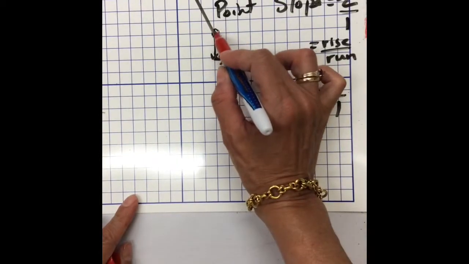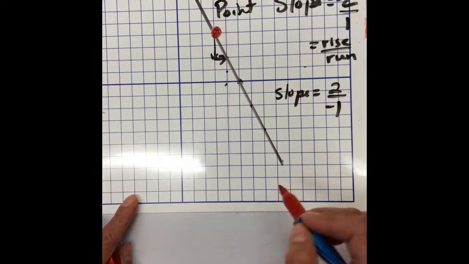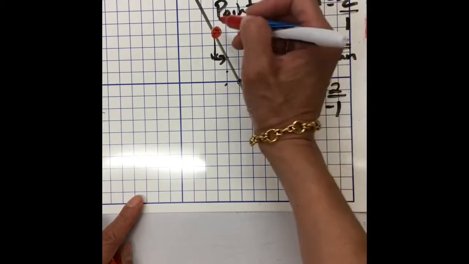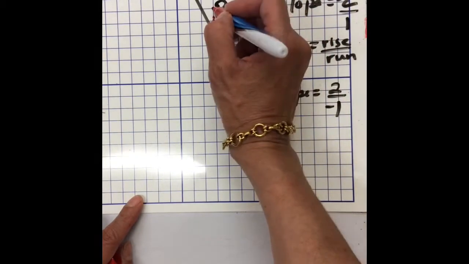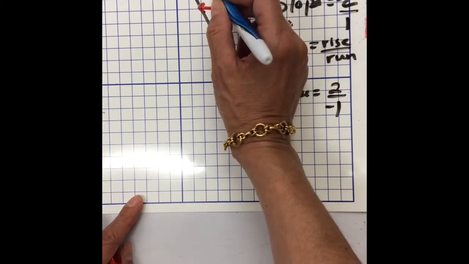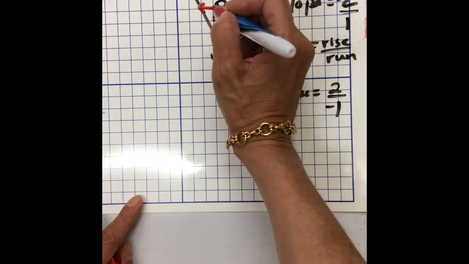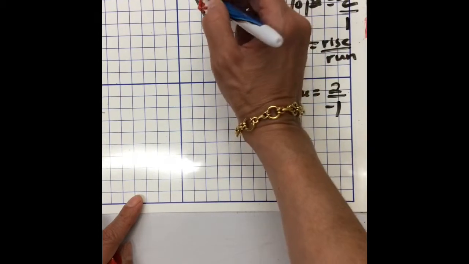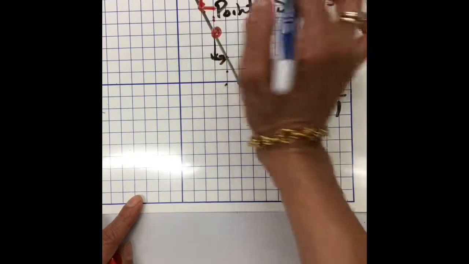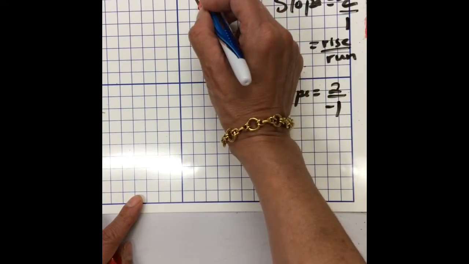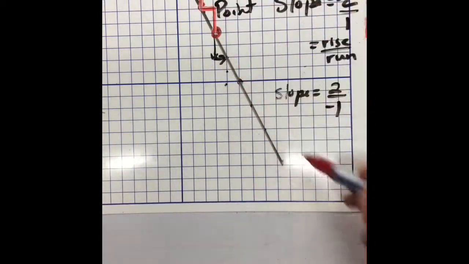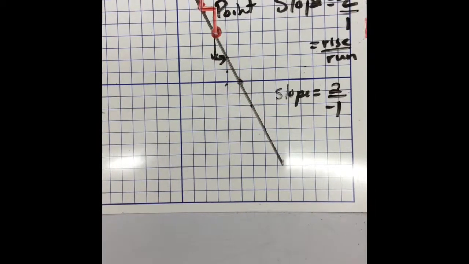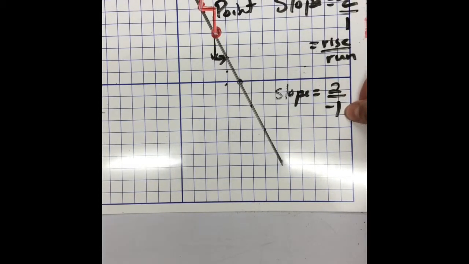I can take my point that was given to me at the beginning. This was the point that was given to me. And because it's a +2, I'm going to go up 2. So 1, 2, and then to the left, 1. Up 2 to the left, up 2 to the left, up 2 to the left 1, and I can go that way. And it continues this line. Either way is correct. You can either decide to go down 2 and to the right 1, or up 2 and to the left 1. It'll still give you the same slope.